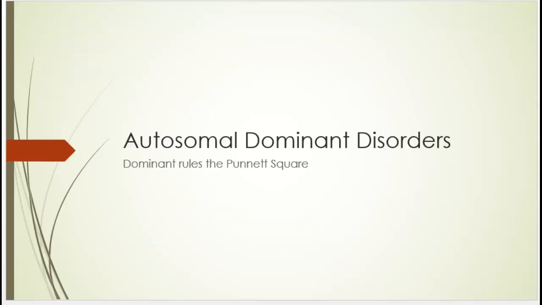So we're going to look at autosomal dominant disorders. These are dominant genes which will rule that Punnett square. If they're there, they're going to be expressed. The only way you're going to express a recessive one is if you have two recessive genes which come together.